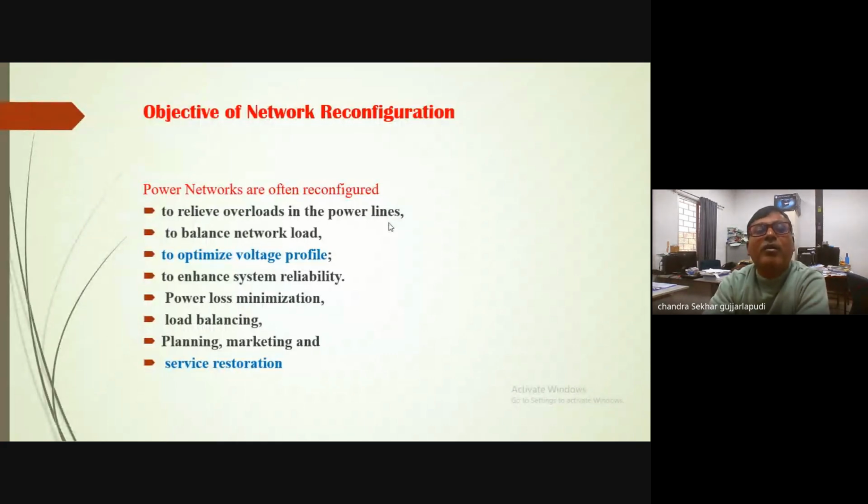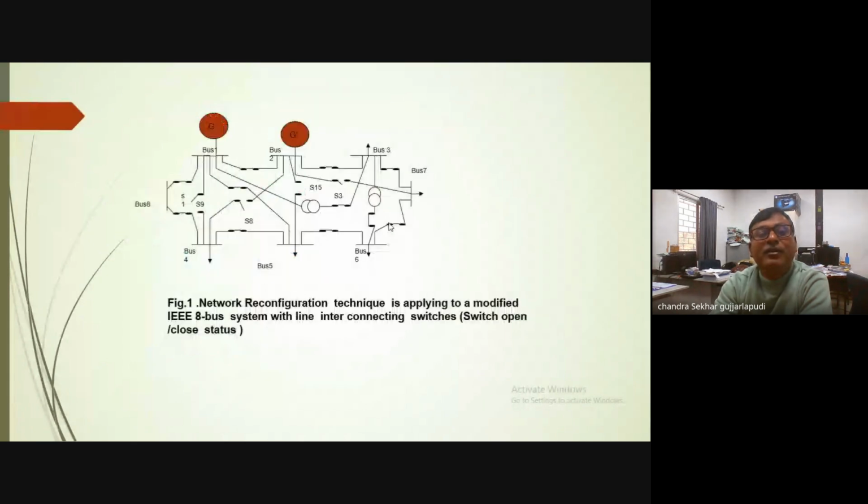Normally these are the different outcomes of power network reconfiguration: they can relieve the overload in the power lines, balance the network loads and optimize the voltage profile. They can enhance the reliability, reduce the losses, support load balancing and planning, as well as service restoration. But in the present study, we are concentrating on the voltage profile optimization part. So now I am just describing the network reconfiguration part.